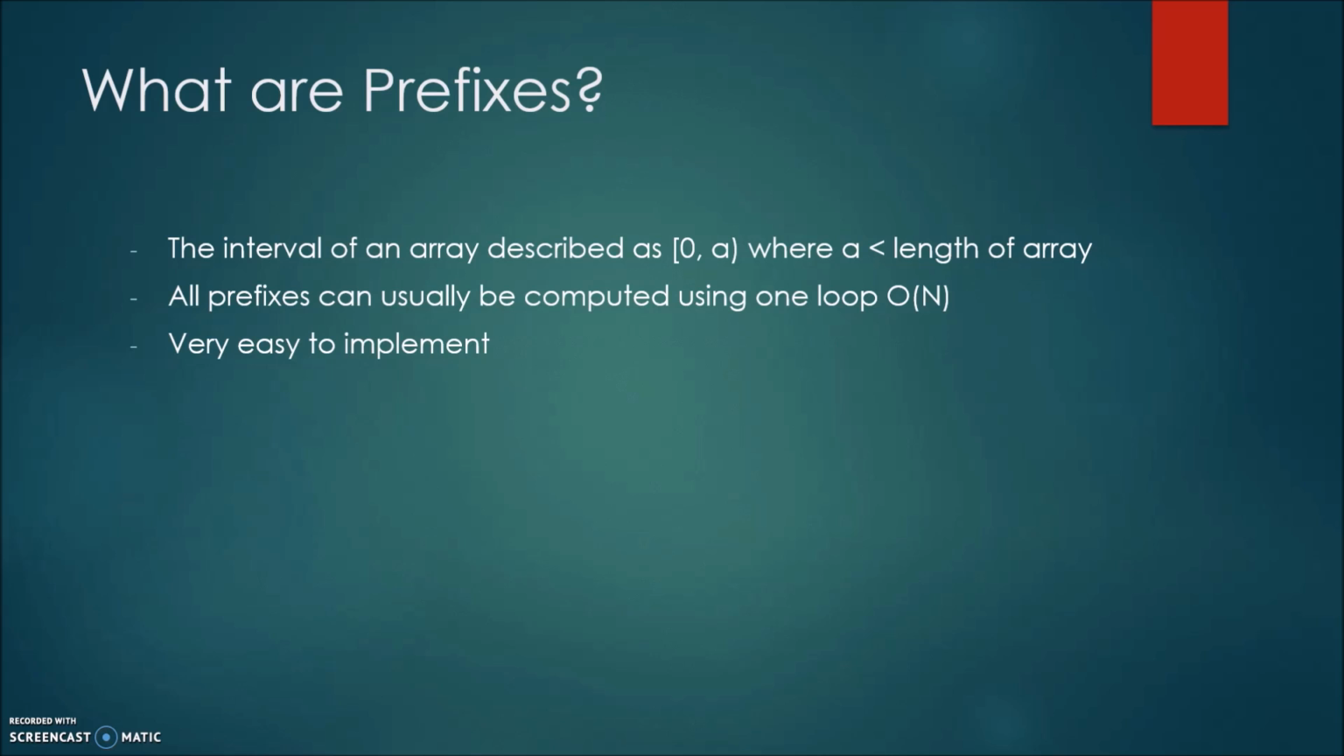Both prefixes and suffixes are more or less synonymous, and most of the time you can use either one or the other. What's important to know is that all prefixes can usually be computed using one loop. In other words, n prefixes can be found in O of n. That's using a DP-like idea to build each prefix. I'm going to get into what DP exactly is in a future video, but for now, just bear with me here. One benefit of prefix sums is that not only are they very powerful, but they're also very easy to implement. So let's look at a problem.